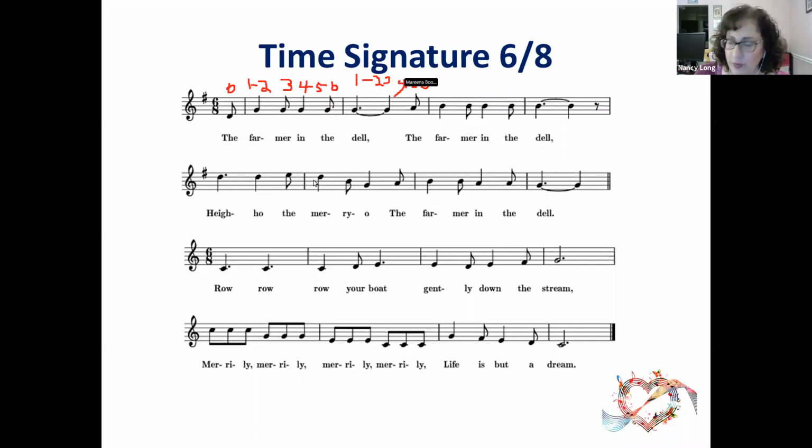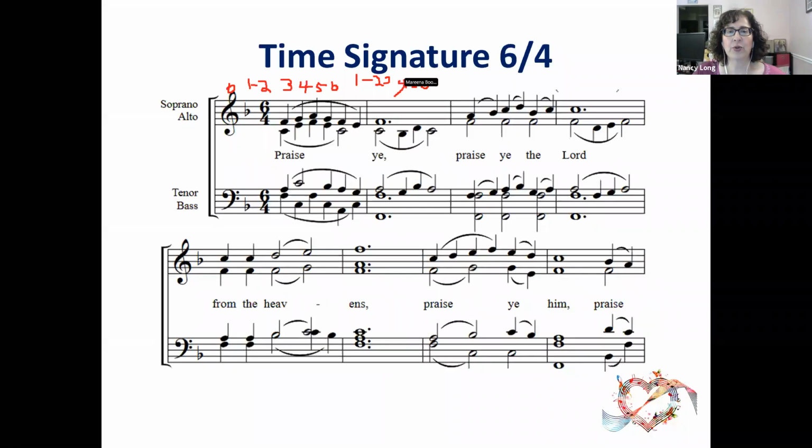And moving on, we got to move things a little quicker. This example is 6 quarter notes in a measure. So in this case, we have 6 quarter notes. 1, 2, 3, 4, 5, 6.